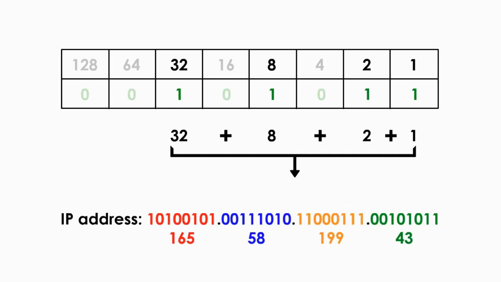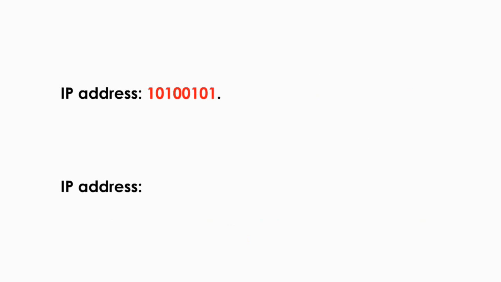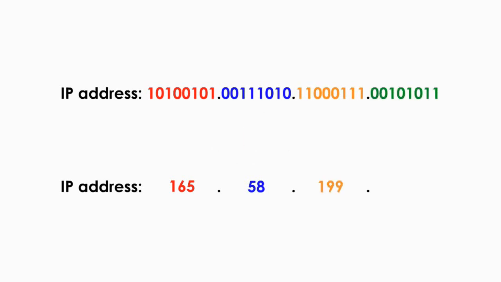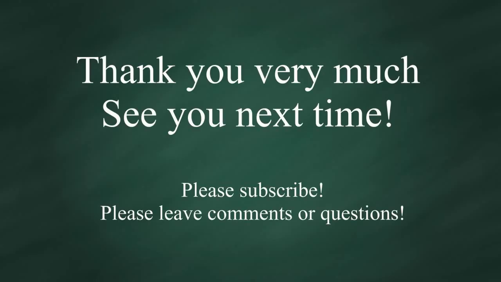Thus, this IP address in ones and zeros is converted into an IP address in a more human-friendly format, decimal values, which is 165.58.199.43.